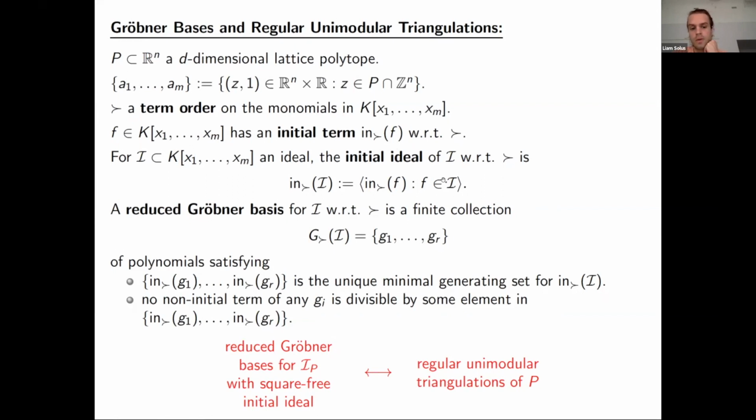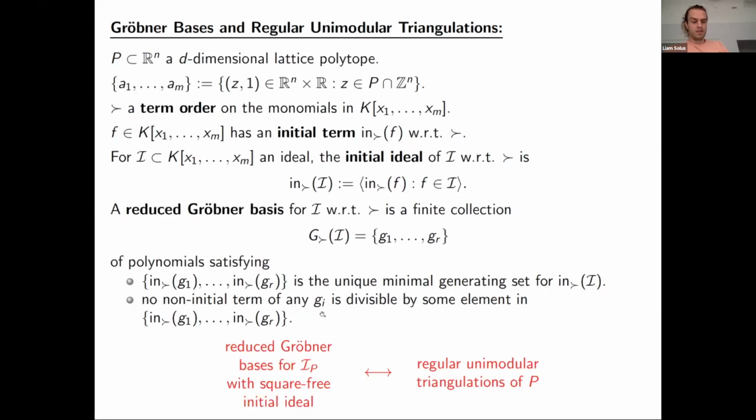So a Gröbner basis, or a reduced Gröbner basis for this ideal I with respect to our given term order is just a basis for the ideal that plays nicely with this initial ideal. In particular, it's a finite collection of polynomials whose initial terms under the given term order is the unique minimal generating set for the initial ideal. So we also generate the initial ideal. And on top of that, it's reduced in the sense that no non-initial term of any one of these g_i in our generating set here is divisible by some element in this unique minimal generating set. So that's the basic idea.